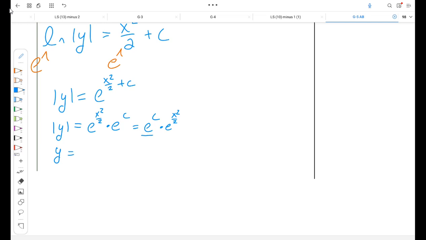usually we use a capital C. I'm going to replace e to the c. Actually, no, I'm going to do two steps here, but I'll mark which steps I won't show when I'm done here. So my y equals plus or minus e to the c times e to the x squared over 2. I don't know if y is positive or negative, but I know it has this absolute value. So the actual y is either the positive version of my function or the negative version of my function. Does that make sense?